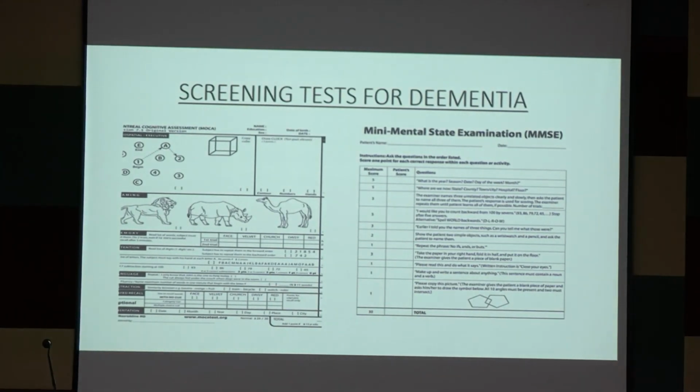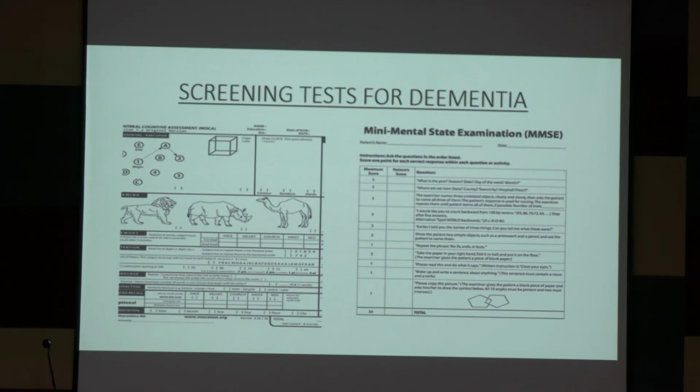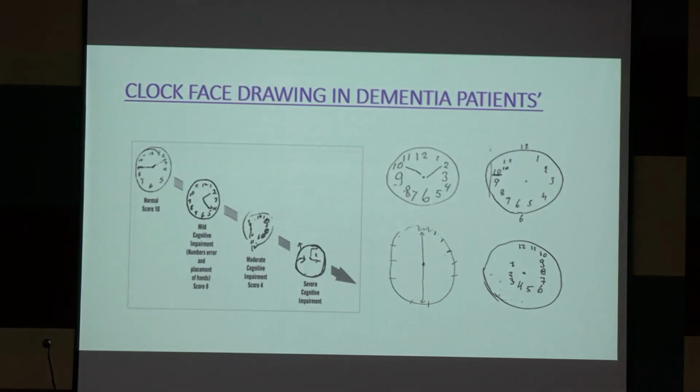Okay, and this is the later version, the newer version, the Montreal Cognitive Assessment score. It is not used nowadays, but it is commonly used. Okay, MoCA, Montreal Cognitive Assessment scale. There are other scales also, but these two are most commonly used.